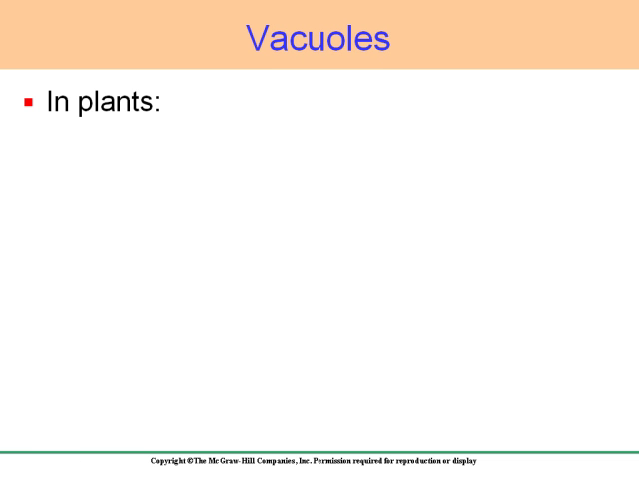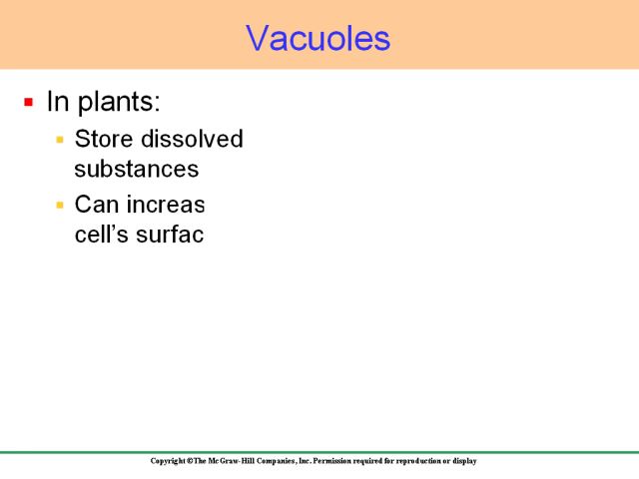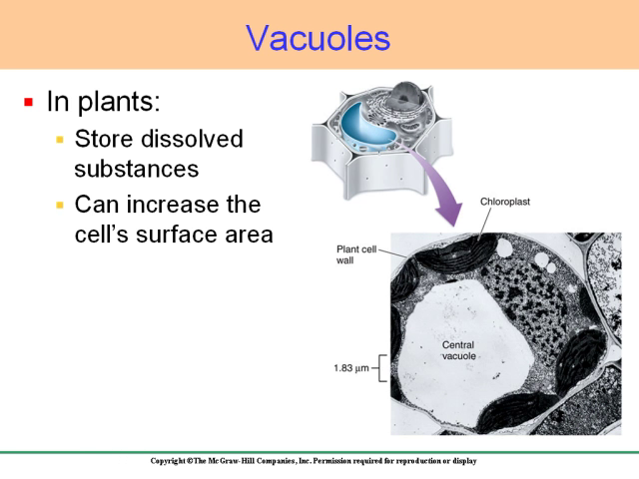Next, we have vacuoles. Remember I said that vacuoles can play an important role in plant cells. Number one, they're capable of storing dissolved substances, and they also can increase the cell surface area. Here we have a plant cell, and below it an electron micrograph where you have a very large central vacuole. You can see the plant cell wall surrounding the exterior of the cell. You can also see several chloroplasts within it. But again, that large clear area inside of the cell is the central vacuole.